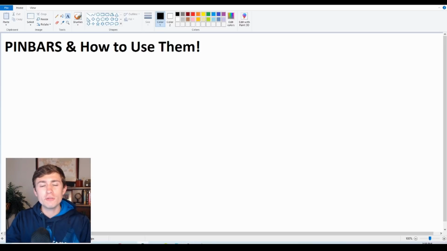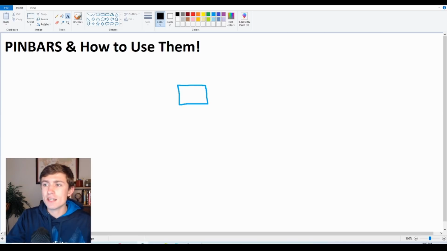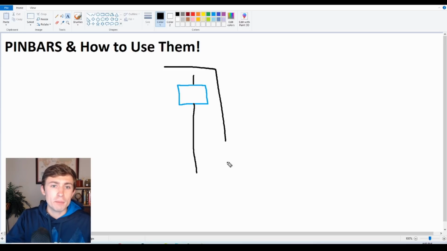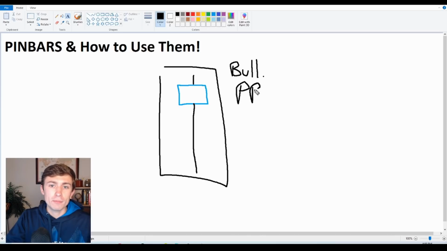So before we go too far, we need to talk about what exactly a pin bar is. Now, there are bullish and bearish pin bar examples that we're going to get into, and they have some slight deviations from each other, but let's first talk about how to spot an example. The first one we're going to talk about is a bullish pin bar. Let's say that we have a candle here and we have a long wick on the bottom and a short wick there. This is what a bullish pin bar actually looks like.